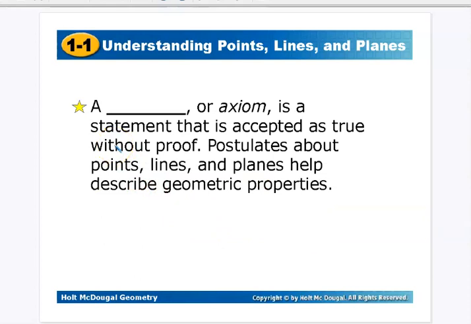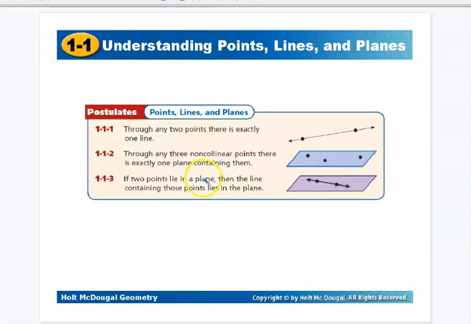All right. Let's move on to our next term. This one I'm assuming will probably be a little bit new for you. This word is going to be called postulate, or another word for it is axiom. It's a statement that we accept as true without proof. We're accepting that it's true. Postulates about points, lines, and planes help us describe other geometric properties. So that's why we need postulates to help us.